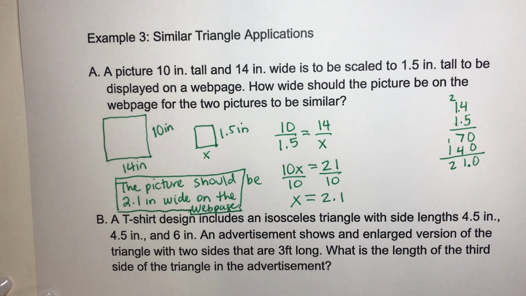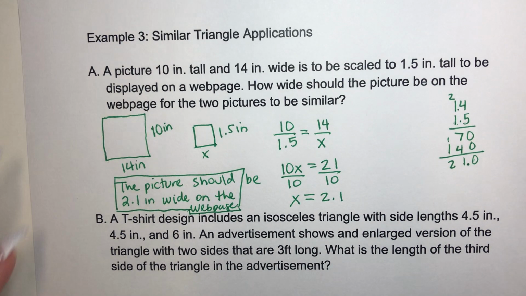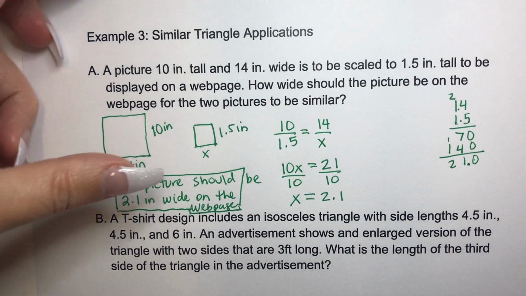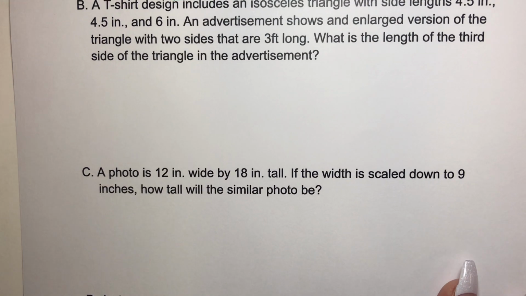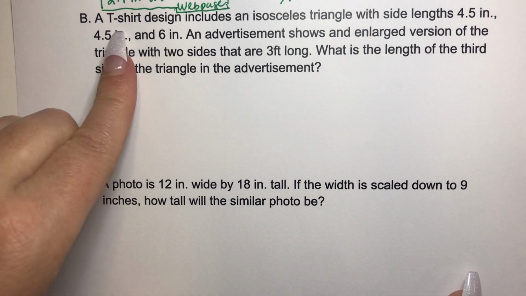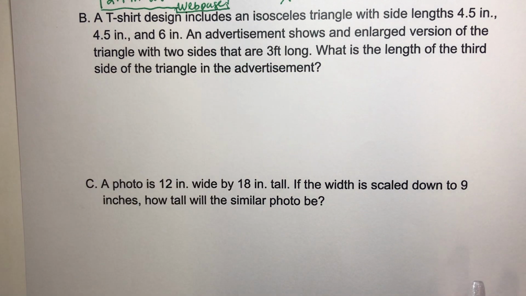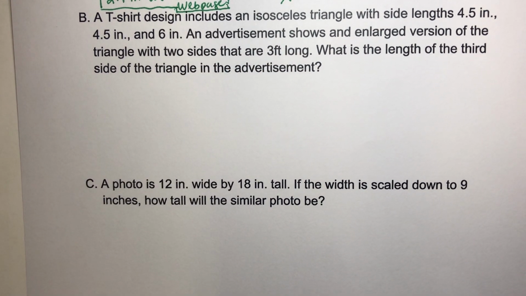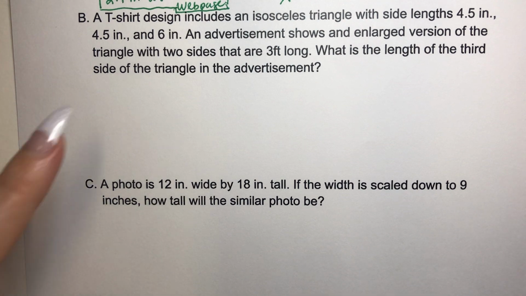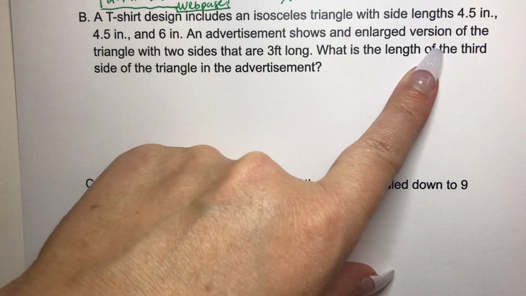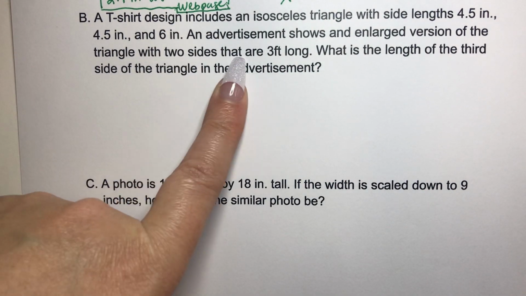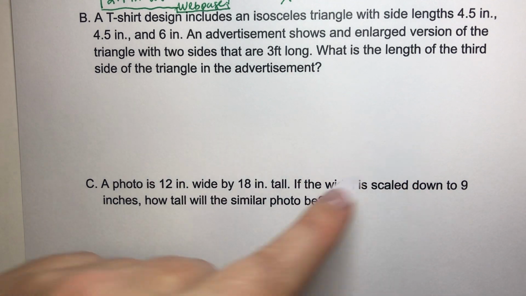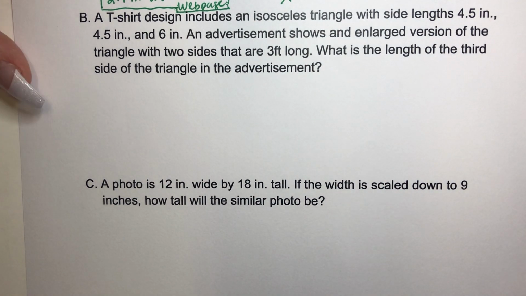Perfect. Okay. Let's go ahead and look at this next example. If I can move up this piece of paper. All right. It says, B, a t-shirt design includes an isosceles triangle with side lengths 4.5 inches, 4.5 inches, and 6 inches. An advertisement shows an enlarged version of the triangle with two sides that are 3 feet long. What is the length of the third side of the triangle in the advertisement?